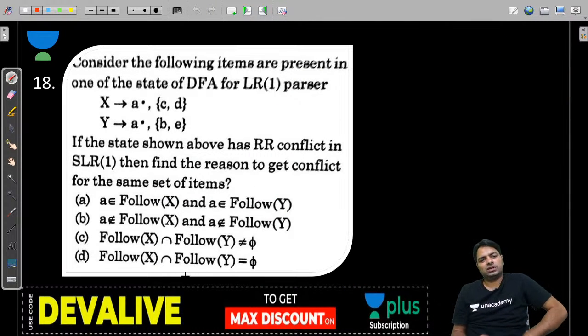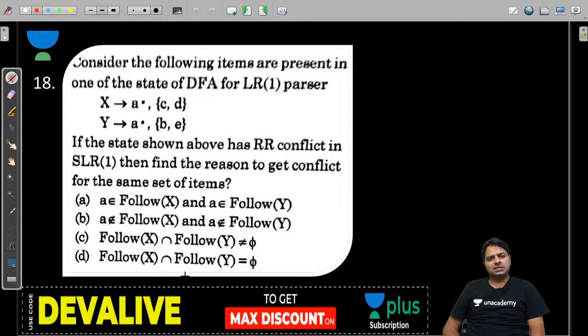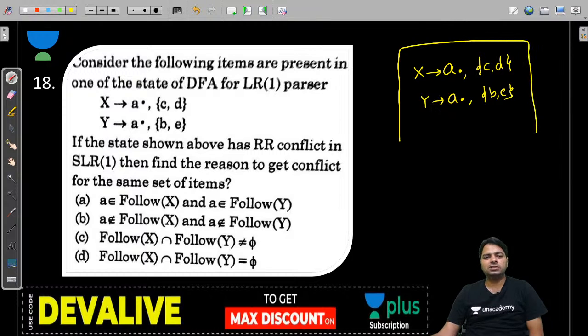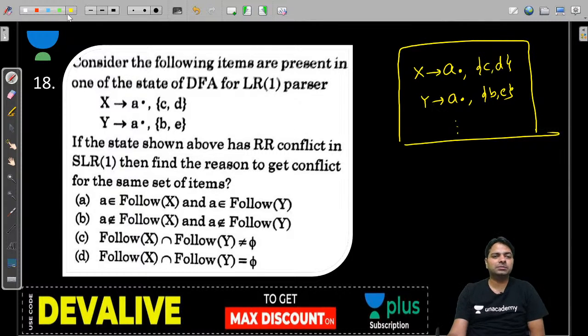Fine. Next one. Consider the following items are present in one of the states of a DFA. You might have practiced this question somewhere. In an LR1 parser, they have something like this. They didn't give you the grammar. They didn't mention anything other than these two items. They want to talk about these two items.